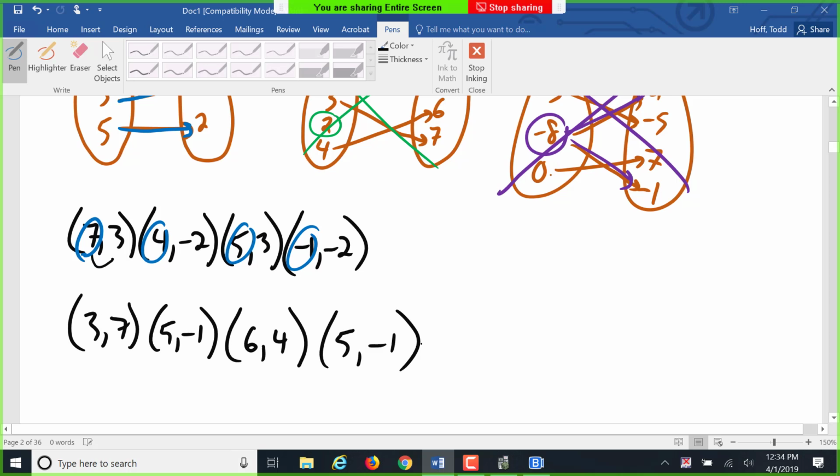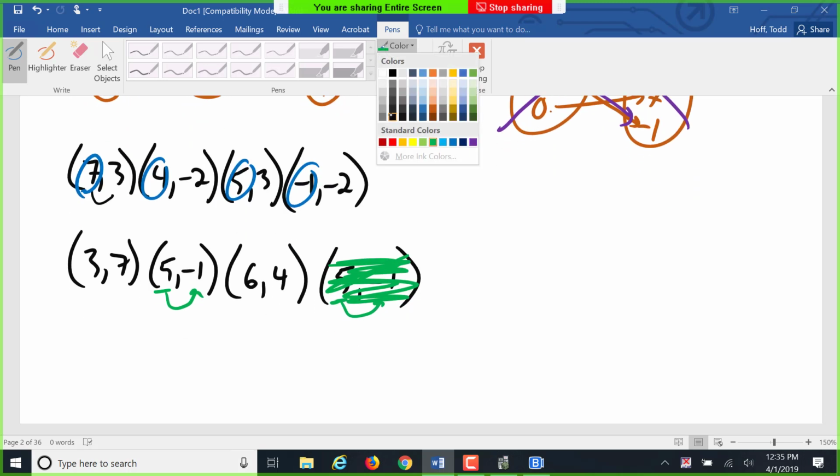Is this one a function? No. All right, this one is me not being very nice. It actually is a function. We see that 5 repeated, but in both cases, 5 goes to -1, doesn't it? So one of these is redundant. It's not necessary. So yes, that is a function if we exclude that redundant point.